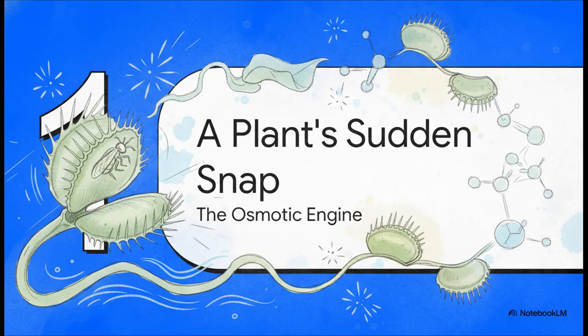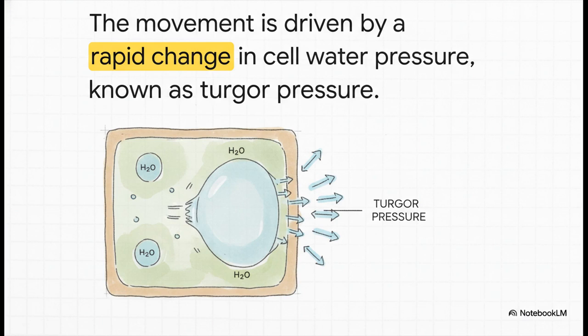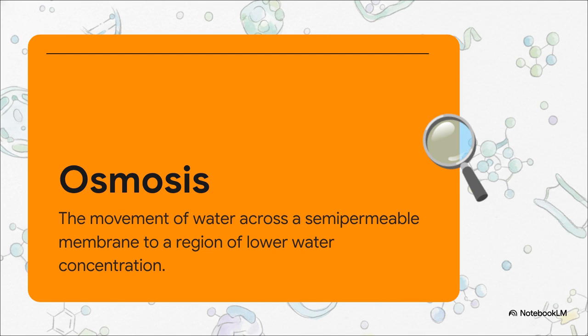All right, so our investigation starts with the action itself, that sudden, dramatic snap. The first clue is that this has nothing to do with brute force. It's actually a hydraulic event. Yeah, the entire movement is driven by a really rapid, super precisely controlled change in water pressure inside the plant cells. Biologists have a name for it, turgor pressure. And the engine driving all of this water movement? It's a process called osmosis.